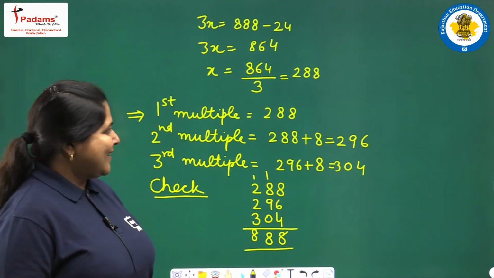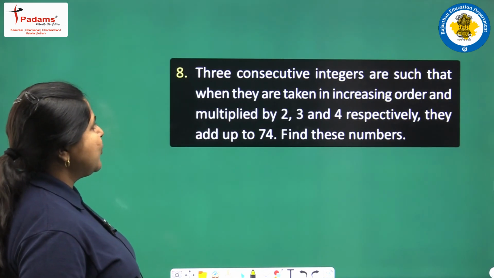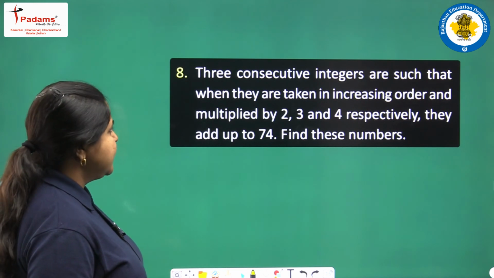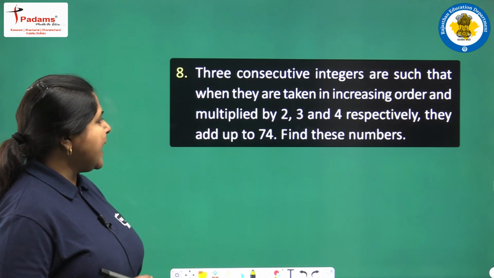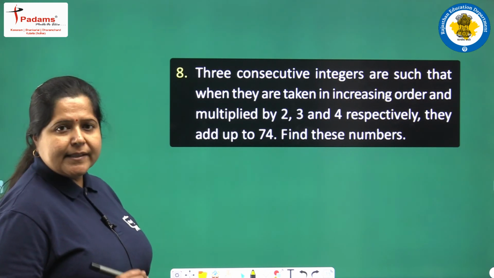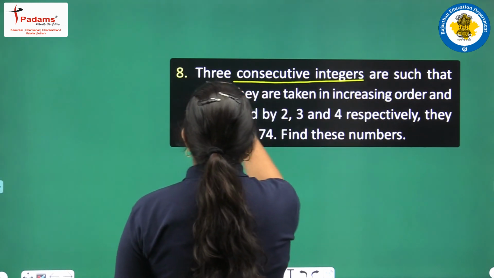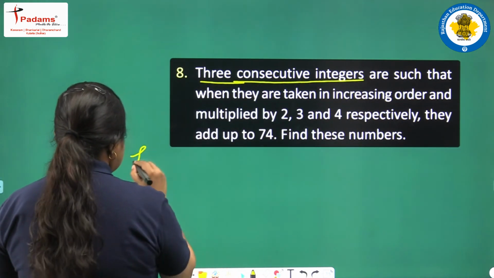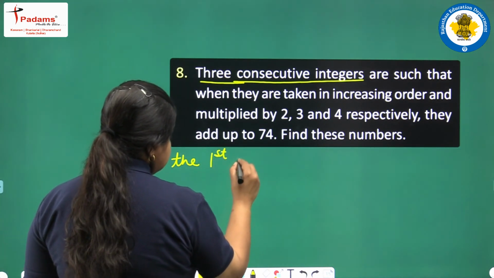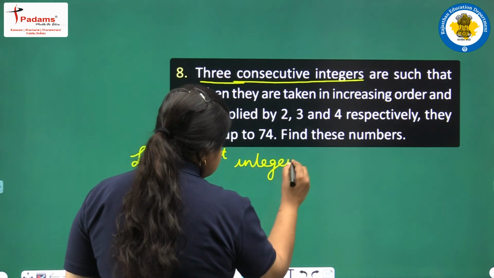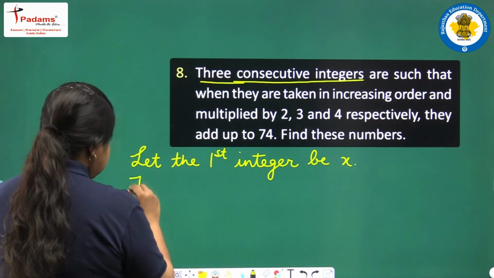Next question. The consecutive integers are such that when they are taken in increasing order and multiplied by 2, 3 and 4 respectively, they add up to 74. Find these numbers. Again we have to take 3 consecutive integers. So let the first integer be x.